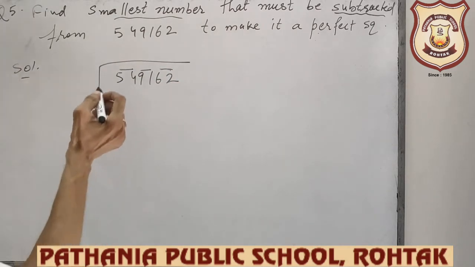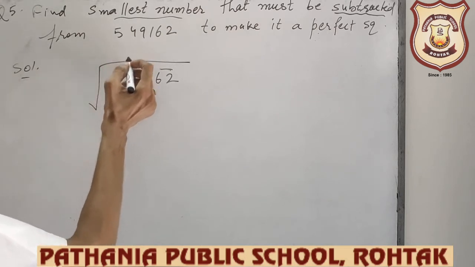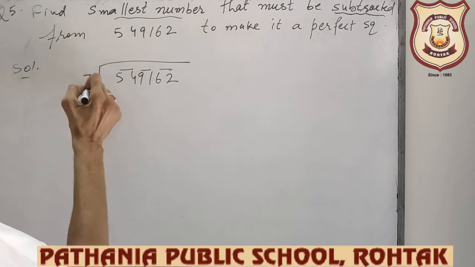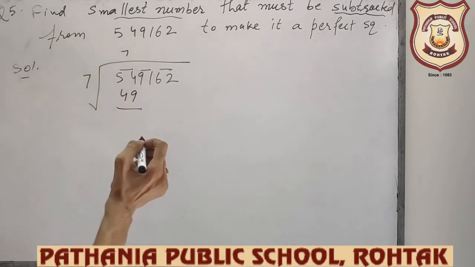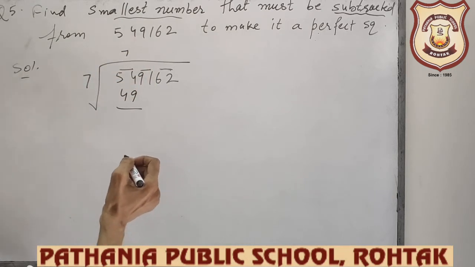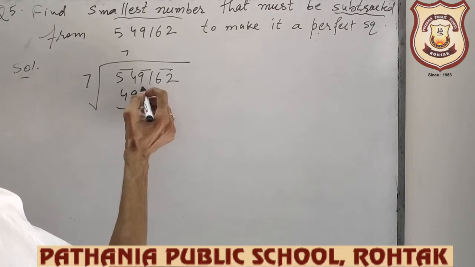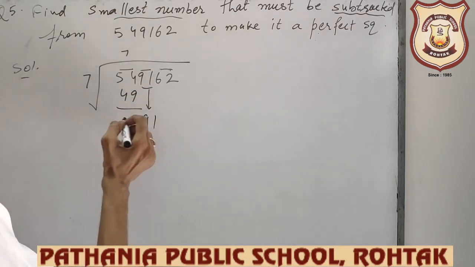So now take the table. 6 sixes are 36, 7 sevens are 49, 8 eights are 64. 64 is greater than 54. So 7 sevens are 49. What is left? The leftover number is 5. 54 minus 49 is 5. Now bring down this pair 91.